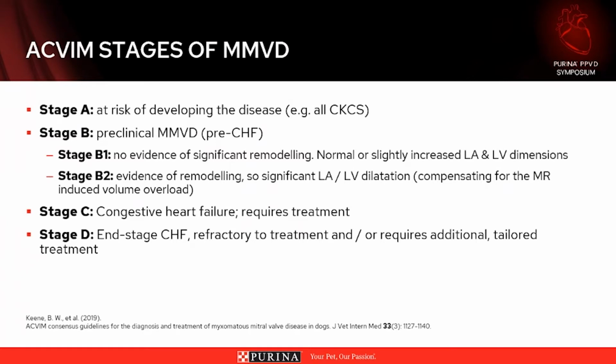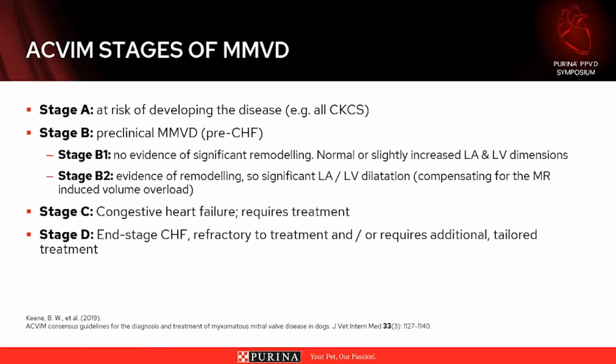So with stage B1, we have no evidence of significant remodeling. So we may have no or only mild left atrial and left ventricular dilation compared to reference values for that breed or that weight of dog. And with stage B2, we have evidence of significant remodeling meeting the EPIC inclusion criteria. And so this is compensation for the mitral regurgitation induced volume overload.